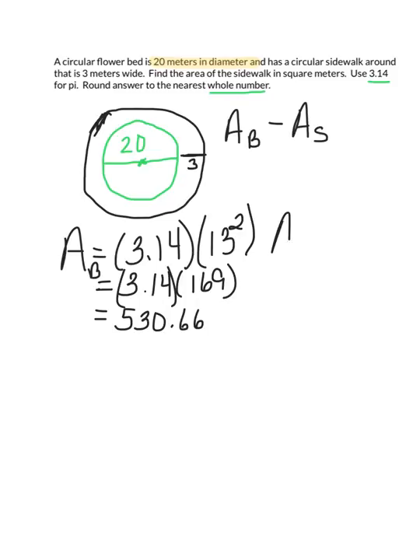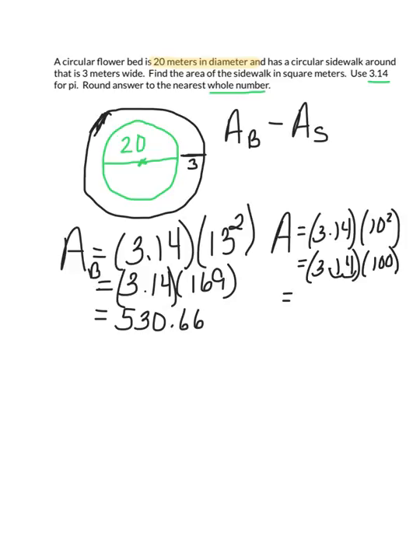Now I'm going to find the area of the small circle. Same thing, 3.14. And what is the radius of the small circle? The diameter is 20, so my radius is half of that, which is 10. 10 squared is 100. So 3.14 times 100. When you're multiplying by 100, all you do is move the decimal point over 2 places. So I get 314 meters squared. So this is my big circle, and this right here was my small circle. That's a little s for small.